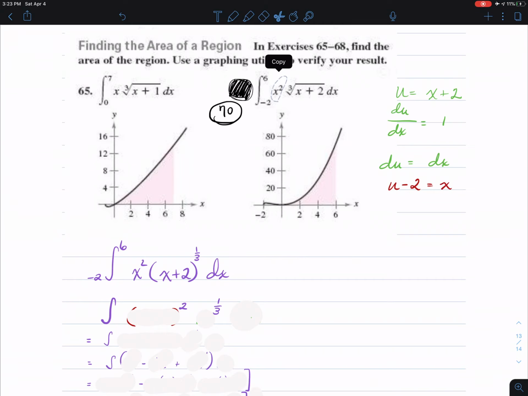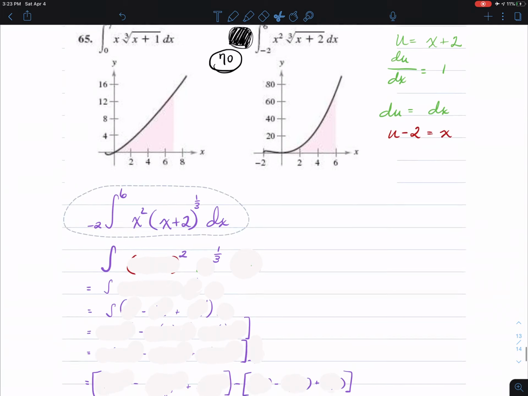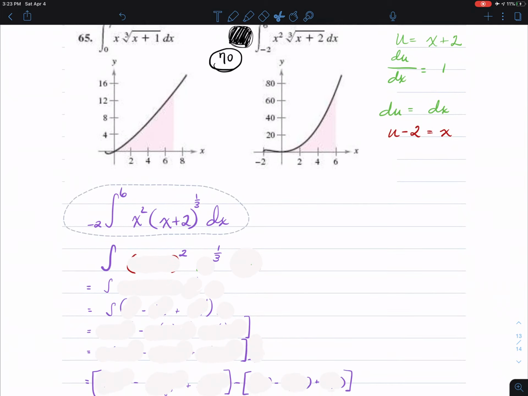All right, so what you see here in this first line, this is just a rewrite of the original equation. I didn't do any work there. Let's start substituting. So for the inside, let's plug in our u. For the dx, let's plug in our du. And for the x squared, let's plug in our u minus 2, and we're going to square that.